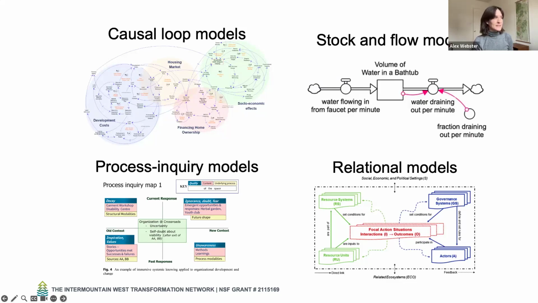So here I'm showing some examples. The causal loop models and the stock and flow models are two very classic ones in system dynamics thinking. I'm also showing you here a process inquiry model that comes out of emerging methods in system modeling, and relational models, which is what I'm calling all the other ones that in some way have elements that are related to each other that could therefore be considered a systems thinking approach.